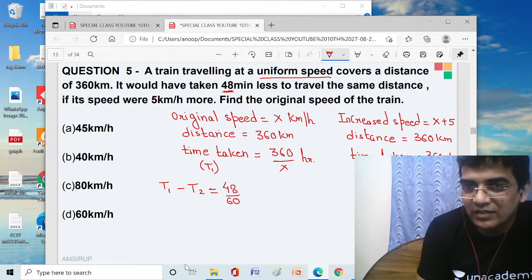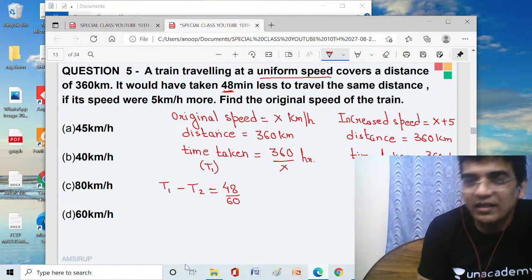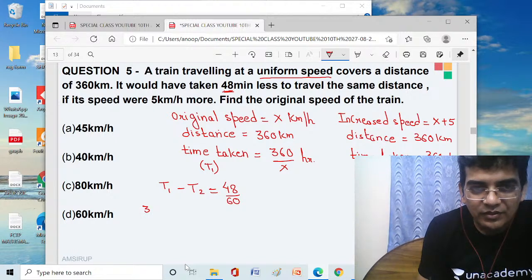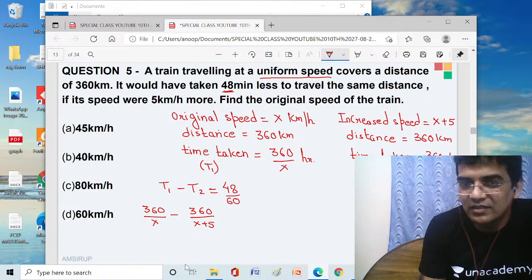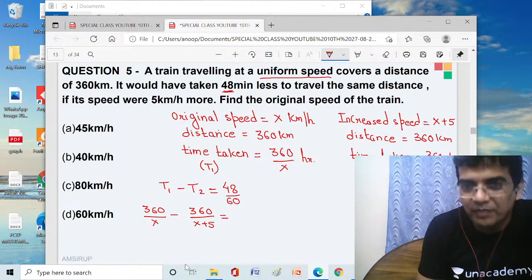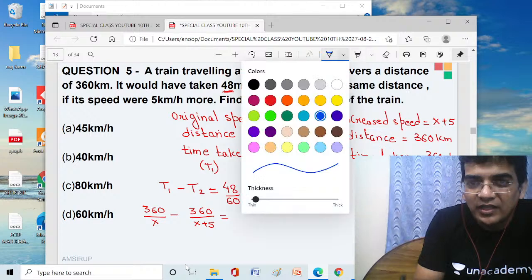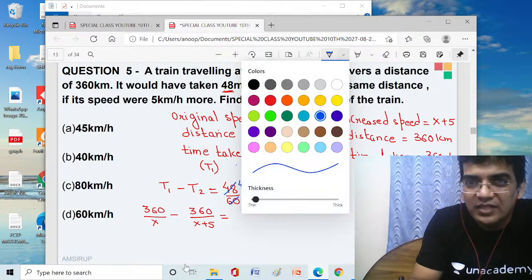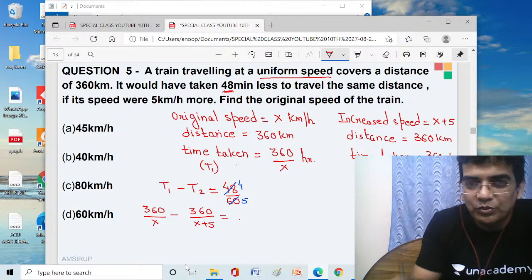Why? Because T1 and T2 both are in hours. Okay, so let's solve it. In place of T1, I can put 360 upon x, and in place of T2, I can put 360 upon x plus 5. Right, this is T1, this is T2, and the result is 48 upon 60. So you can see this 48 upon 60 can be reduced by 12. So 12 fours are 48, 12 fives are 60. So I can say now this difference is equal to 4 upon 5.